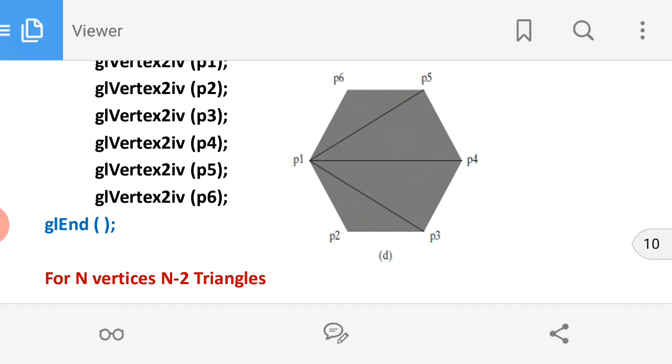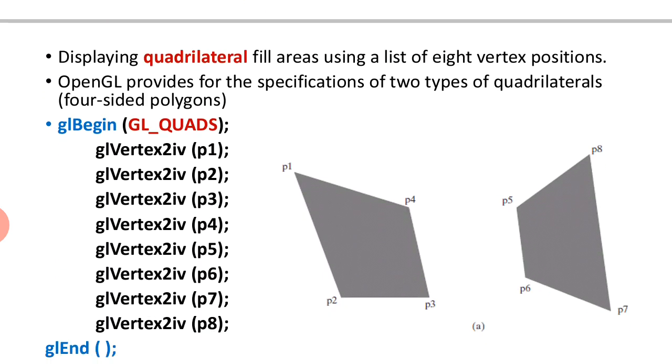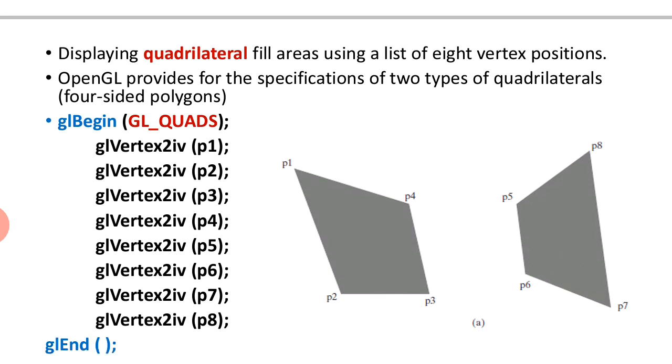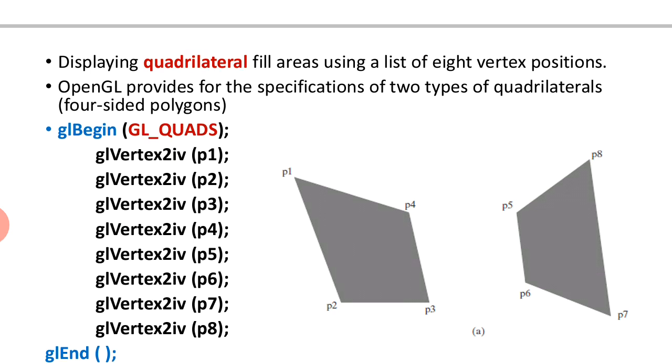Now we will move on to the next one after polygon: how to display the quadrilateral. Generally, you know that the quadrilateral also has a list of multiple vertices.